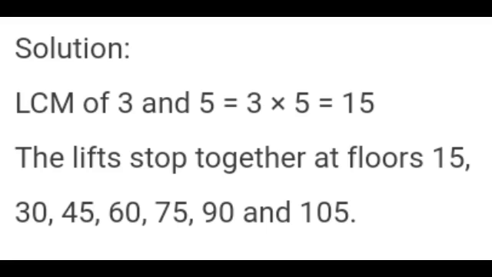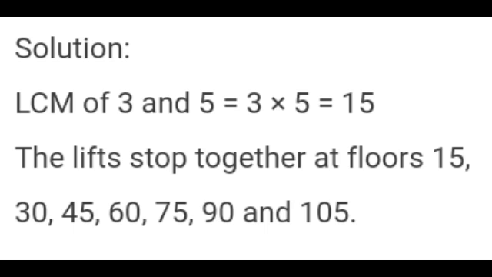As we know already, 3 fives are 15, because there are no common factors for 3 and 5. 1 and 3 are the only factors for 3, and for 5, 1 and 5 are the factors. So now 3 fives are 15. Therefore the lifts stop together at the 15th floor, then 30th floor, then 45, then 60th, then 75, 90th and 105. Likewise it will move on.